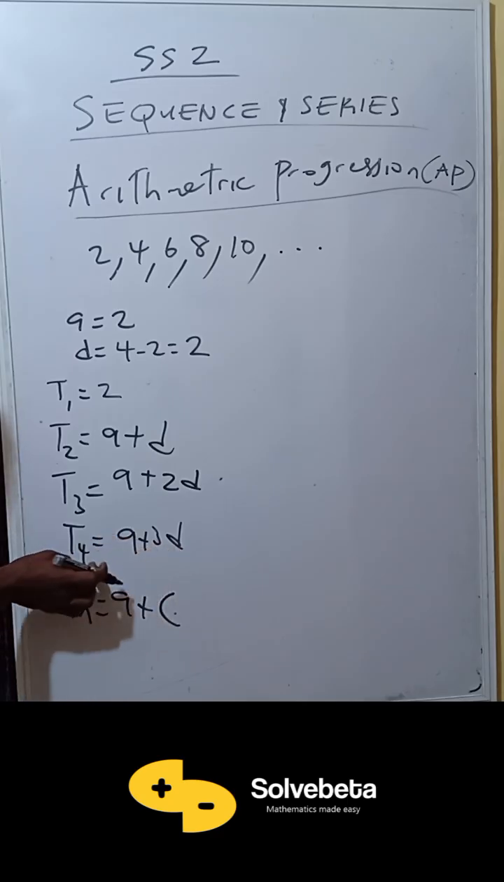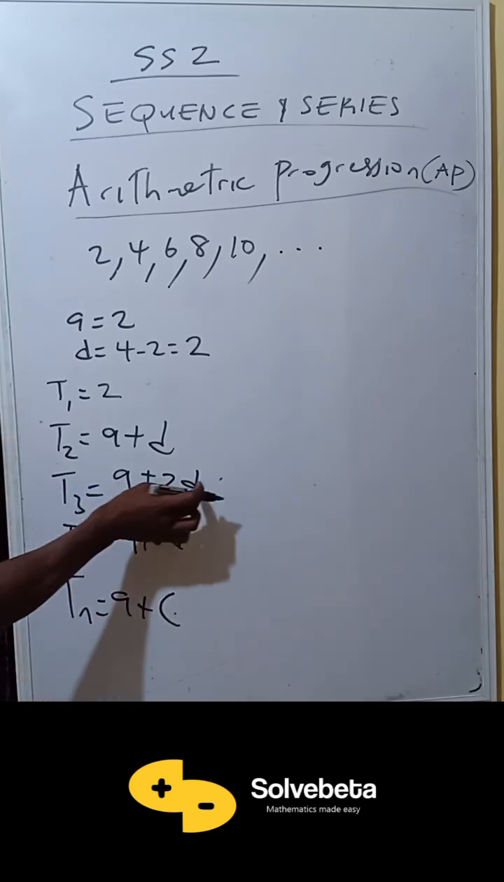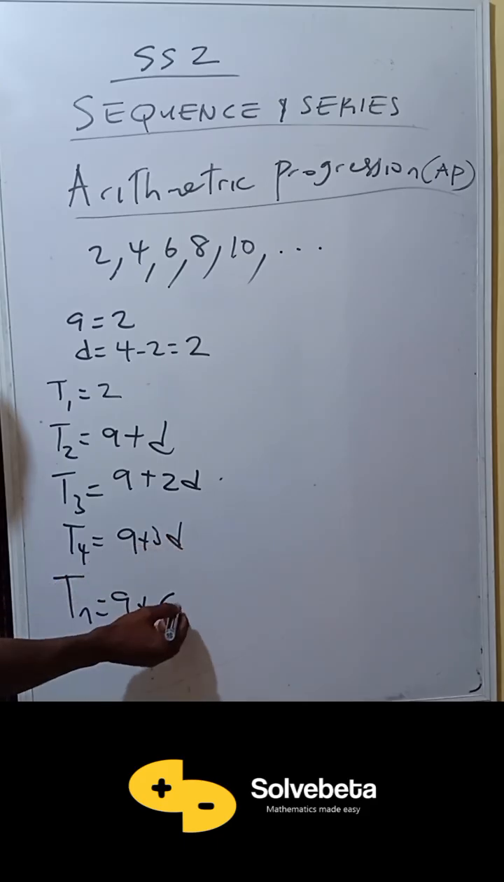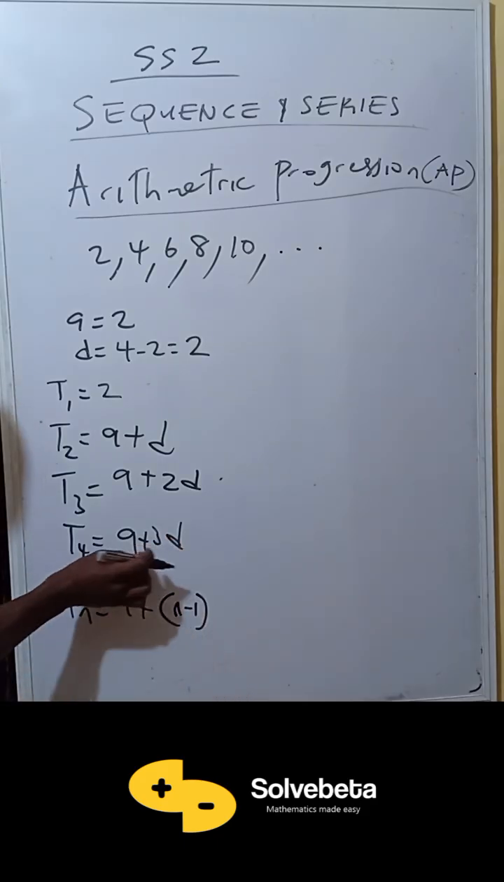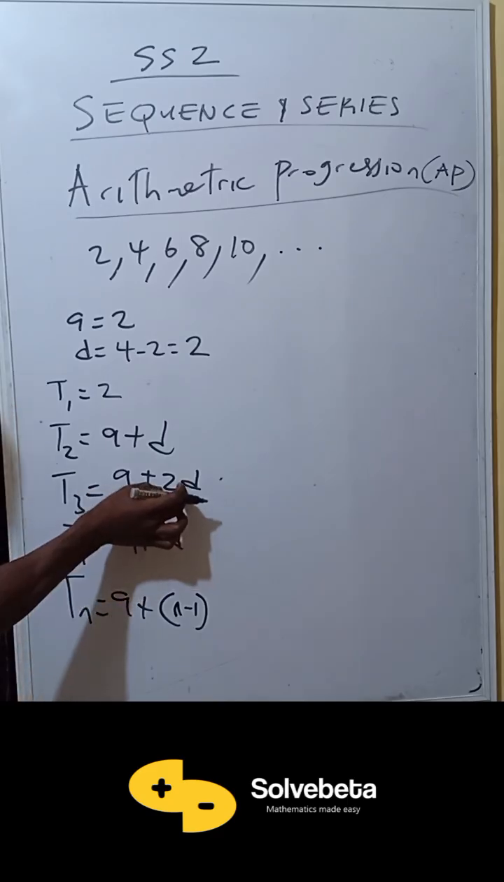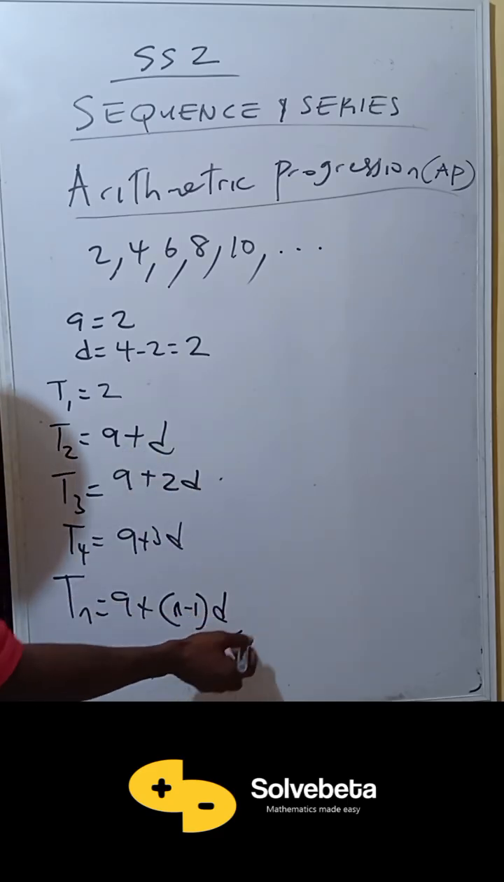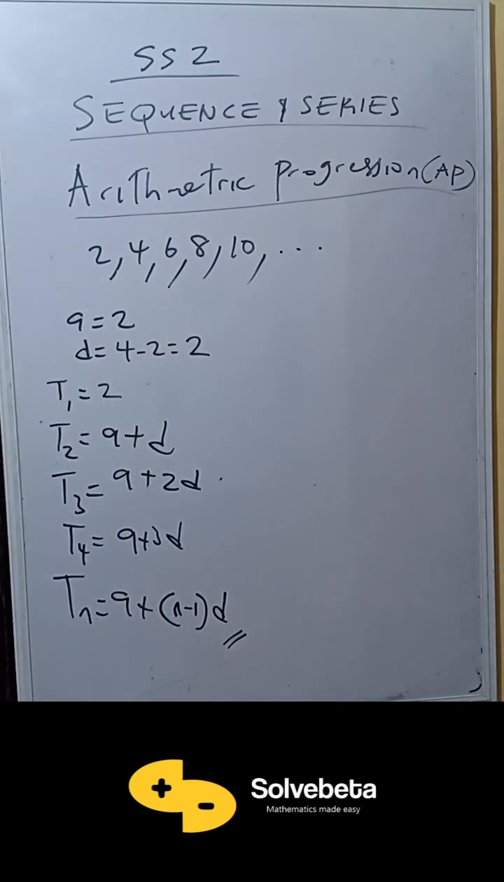Subtraction of 1. This is n. The coefficient of d is 2. So we can say this is n, while this one is n minus 1. 4 minus 1, this d is 4 minus 1, 3. N here. The coefficient of d is 3 minus 1. So we can call this the formula to find any term in an arithmetic progression.